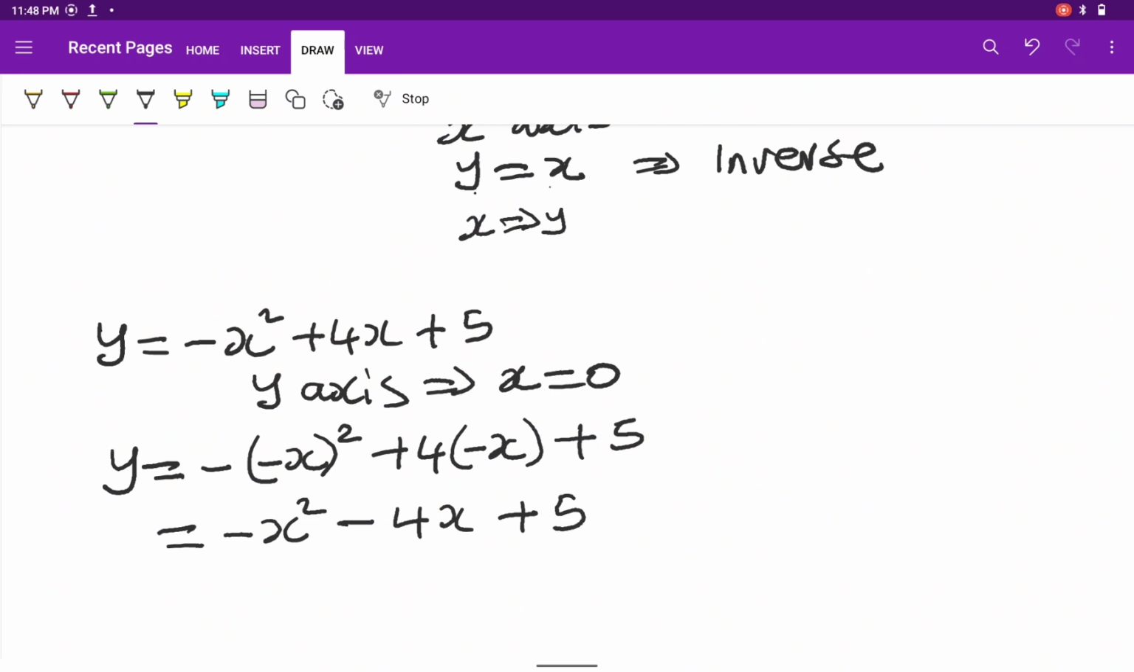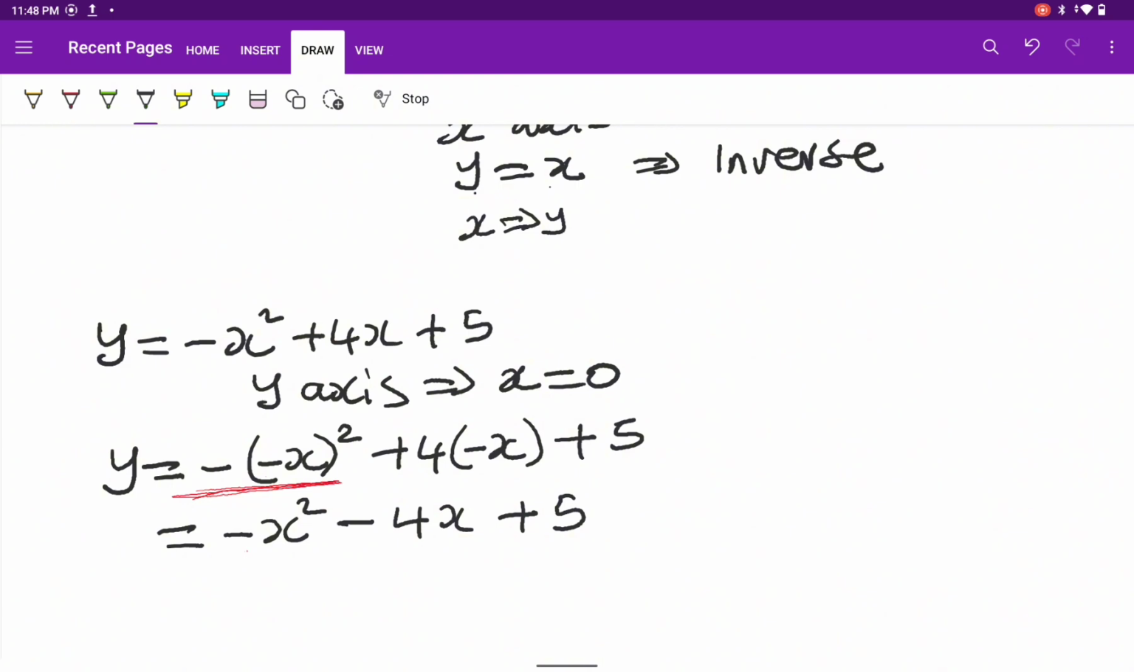Right, so this is the reflection along the y-axis. I think we should be very careful here. Somebody might be tempted to say this is plus, but remember there are 3 negatives. This is squared here, it's minus x squared, so hence we get a minus. So let's be careful there.